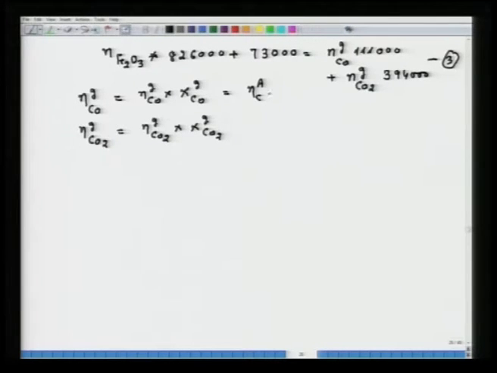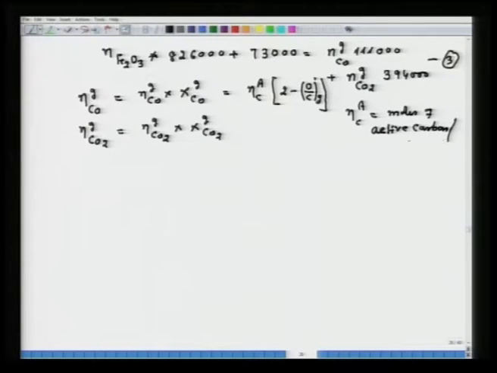NaC is the active carbon, 2 minus O by Cg, where NCA is the moles of active carbon per mole of iron, or per kg mole of iron. Similarly, this will be NCA into O by Cg minus 1. O by C is the ratio of atomic oxygen to the moles of carbon.